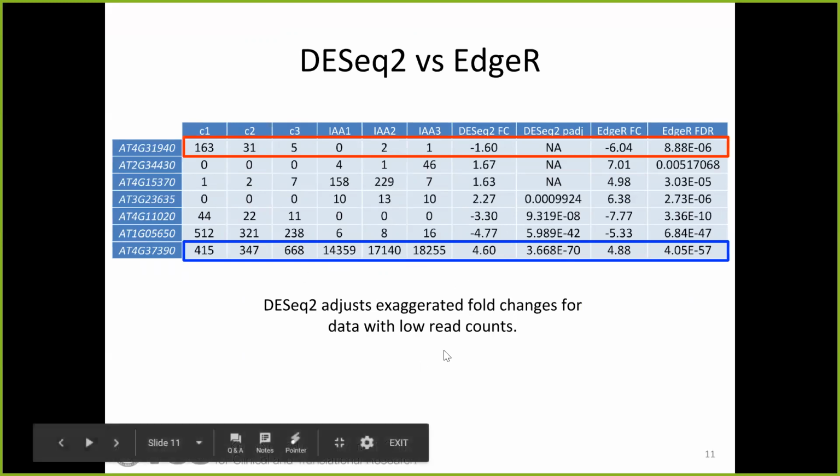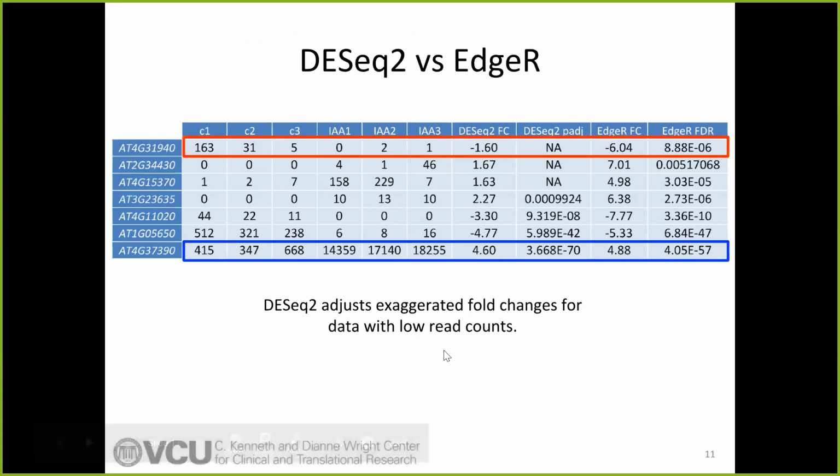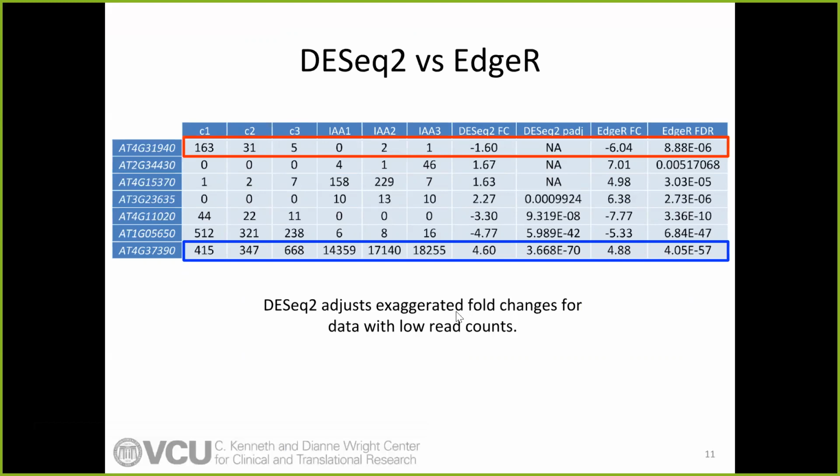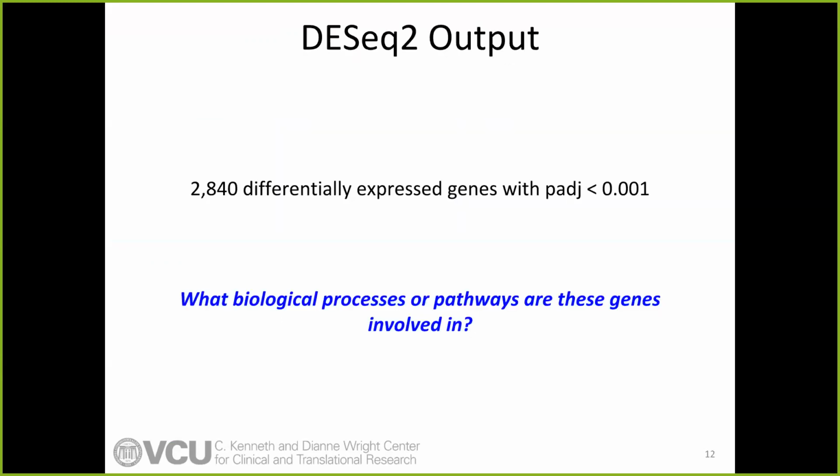So I always prefer to use DESeq2, but DESeq2 and EdgeR do make different assumptions. So depending on which assumptions you are more comfortable with, and if you don't like the extra statistical manipulation of data with low base means, then you might prefer to use EdgeR. But both are used rather frequently in the literature.